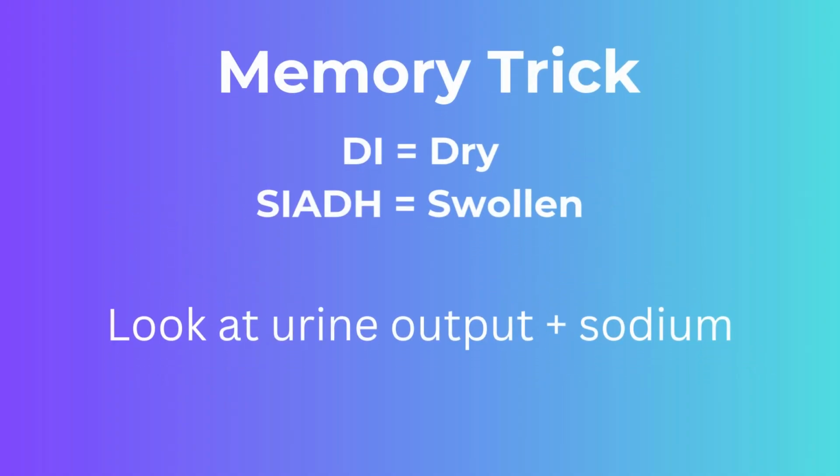There is a lot of information to remember about diabetes insipidus and syndrome of inappropriate antidiuretic hormone, but a simple memory trick is using the first letter of each condition. So the D for DI is going to equal dry inside. The S for SIADH is going to equal swollen inside. Remember to look at your urine outputs and your sodiums to identify which disease you're looking at.